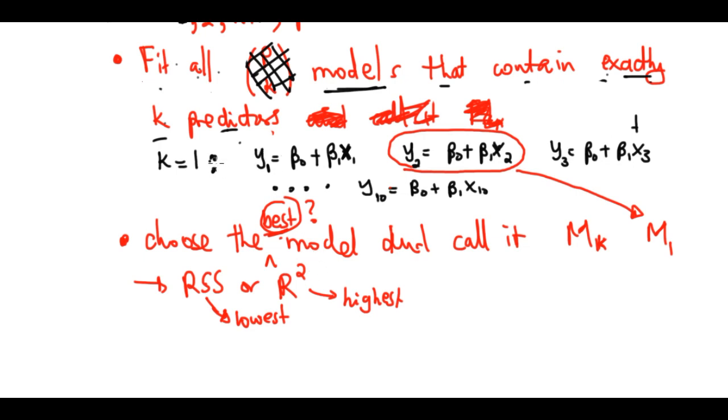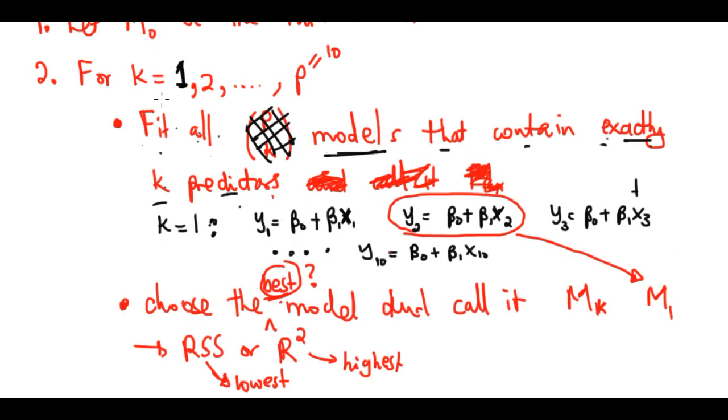And then we go to when k is equal to 2. Fit all the models, because here it's a for loop, right? Our for loop has ended. We now go back and it's now doing k equal to 2. When k equal to 2, it's now saying fit all models that contain exactly 2 predictors. So someone will say, okay, the first model will be beta naught plus beta 1x1 plus beta 2x2, because this one has 2 predictors. And then you can come up with all the models that have 2 predictors in them.